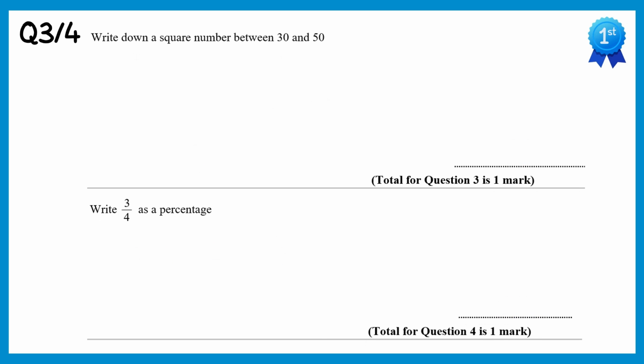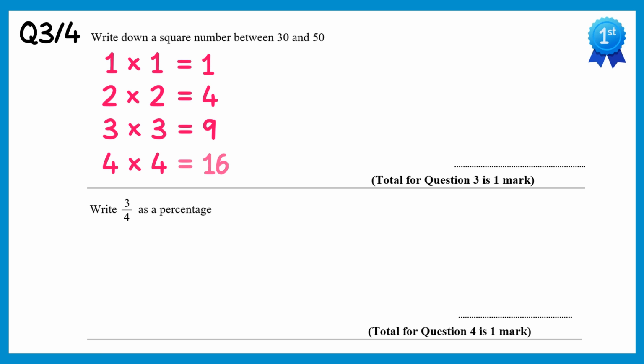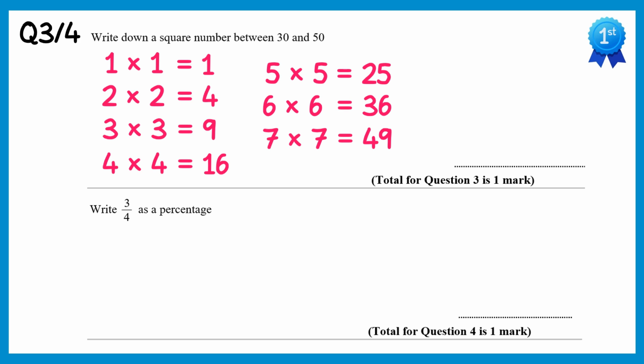For question 3, we need to write down a square number that's in between 30 and 50. You can get square numbers just by timesing any number by itself, so let's start with 1 times 1, which is 1. 2 times 2 gives you 4, 3 times 3 is 9, 4 times 4 is 16, 5 times 5 is 25, 6 times 6 is 36, 7 times 7 is 49. And if we did 8 times 8, that would be too big. So we're looking for numbers here that are in between 30 and 50, so there's only two possibilities, either 36 or 49. So I'm going to choose 36, but 49 would also be correct.